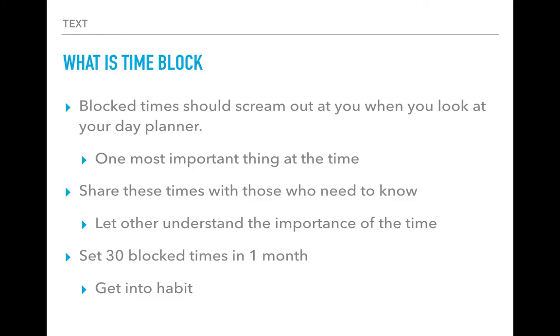Okay, so we talk about this, but what is a time block? There are a couple of things you can know about what a time block is. Once you achieve this, then you really are practicing time blocking. First, a time block should scream out at you when you look at your day planner. This is what happens to me. If I have a schedule planned out on my calendar, it's super important for me to do it, because that's my time block. A time block is going to be the most important thing.